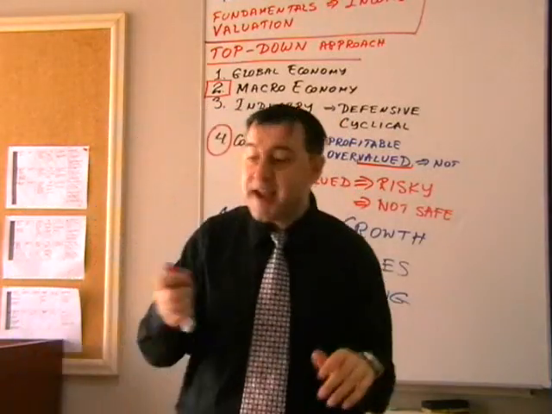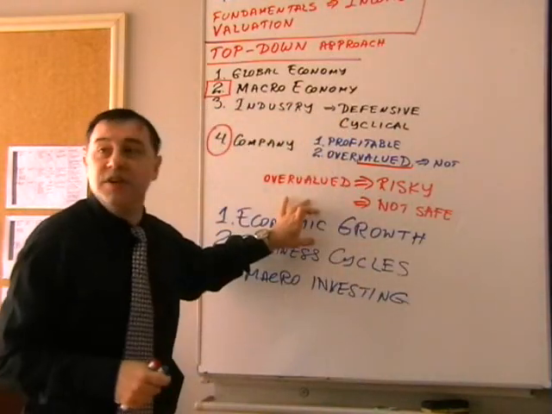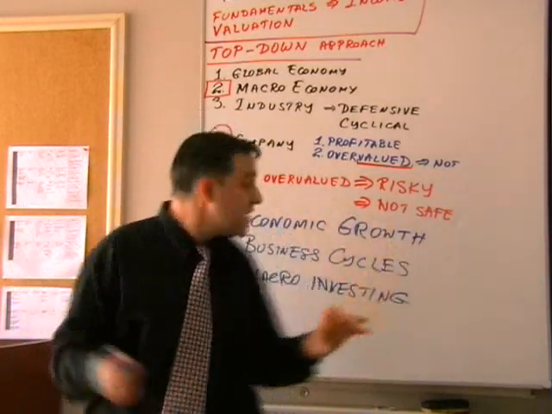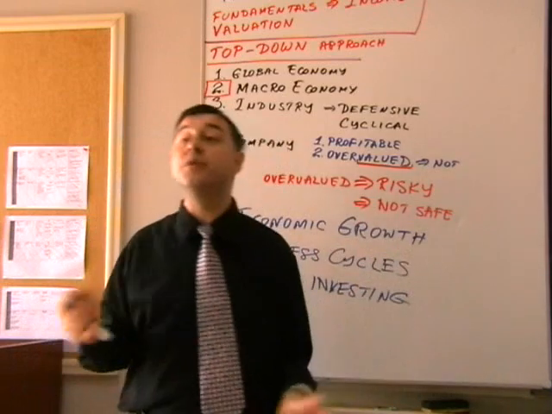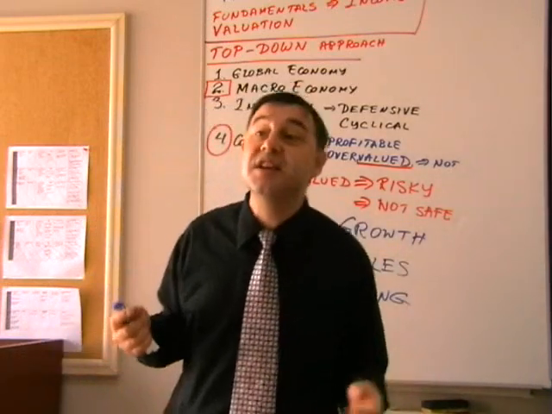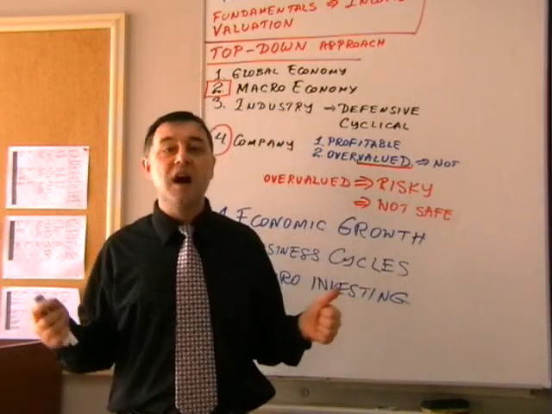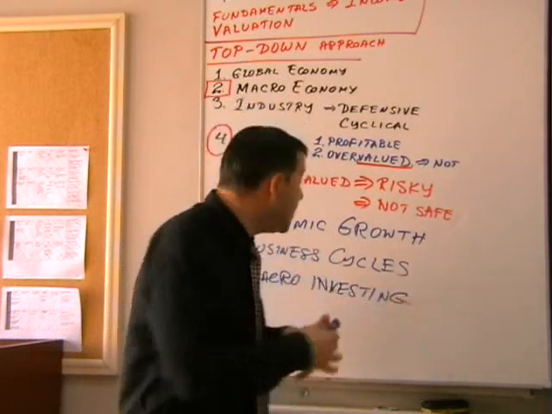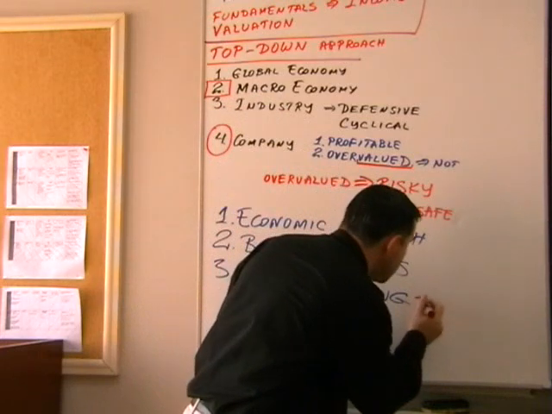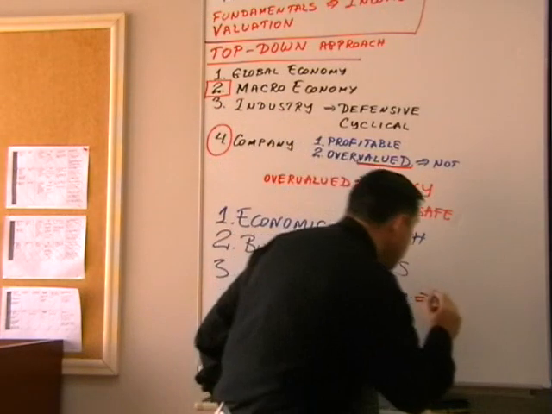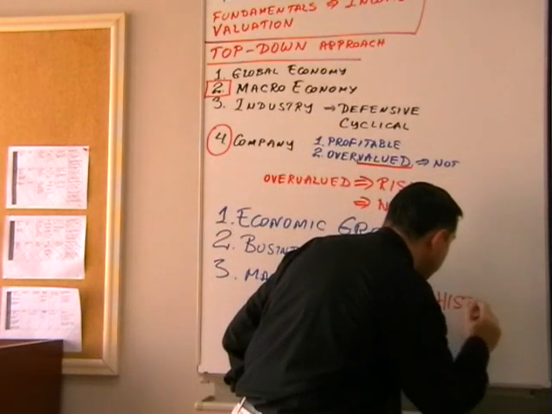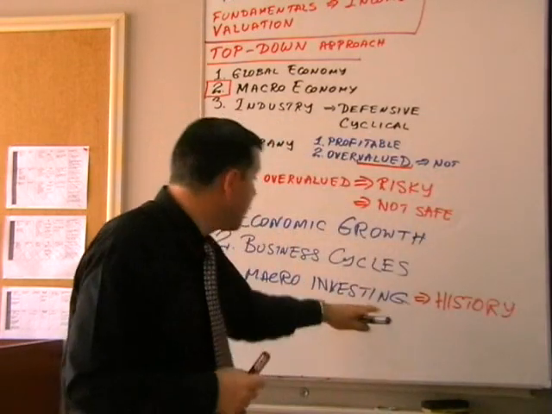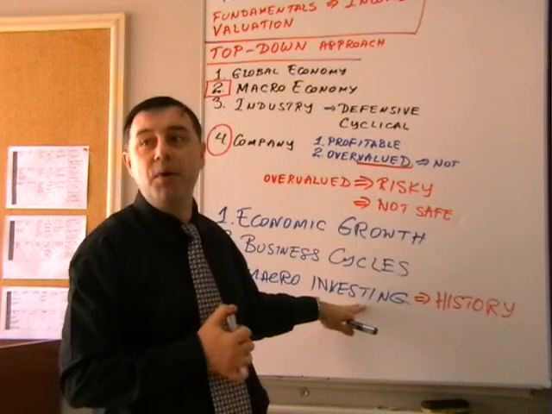So the guy said, hey, economic growth, it's clear where you get it, and there are lots of books, business cycles, plenty of books. How and where do you get macro investing? And the answer is, there are no books. I had to use a lot of knowledge, a lot of experience, a lot of reading, and probably the most important is market history. You have to study a lot of market history to figure this part right.